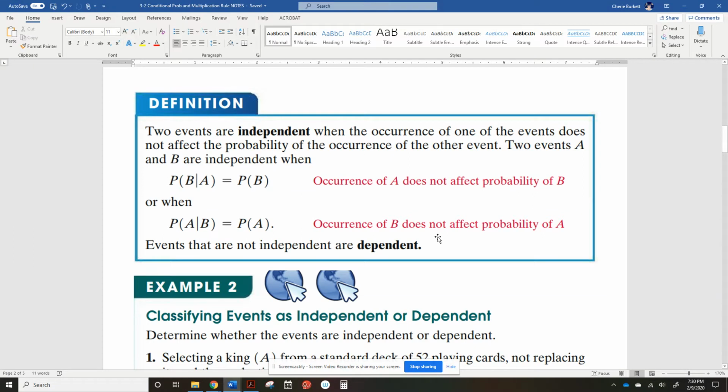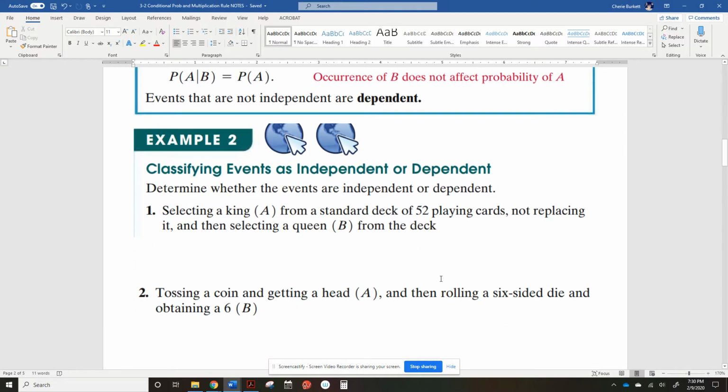Welcome back. The next page of notes is talking about determining whether or not two events are independent. This will make more sense after we talk about the difference between independent and dependent. So I'm going to come down here and we're going to look at this.